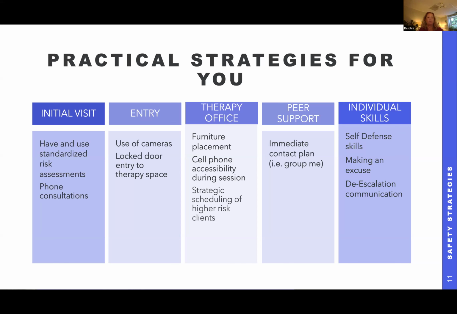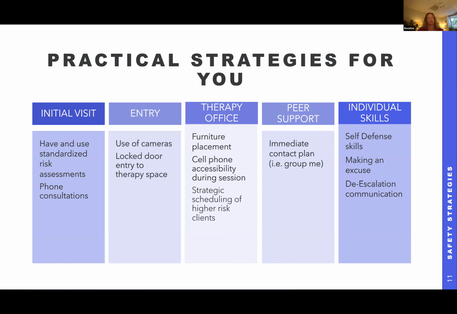Who, with my cell phone really close, can I pick up and immediately call or send a text to, or get a response from? At Resolve, we use the GroupMe app for each location. So if you need something, you pop on there and say, help needed, room whatever. And people are responding, so you have help or assistance to hopefully de-escalate and keep things safe.